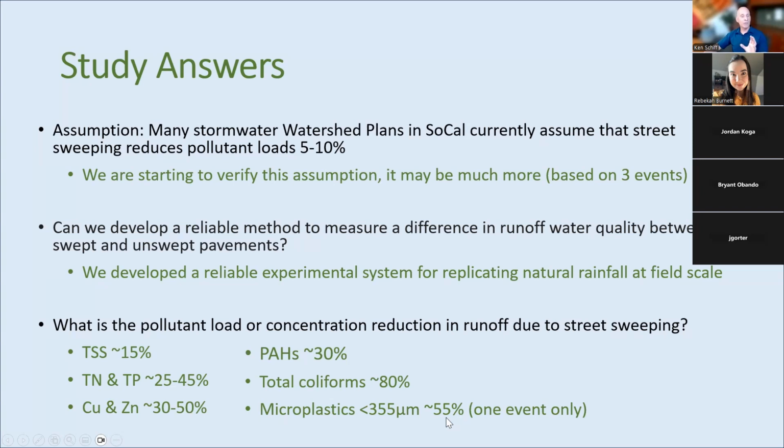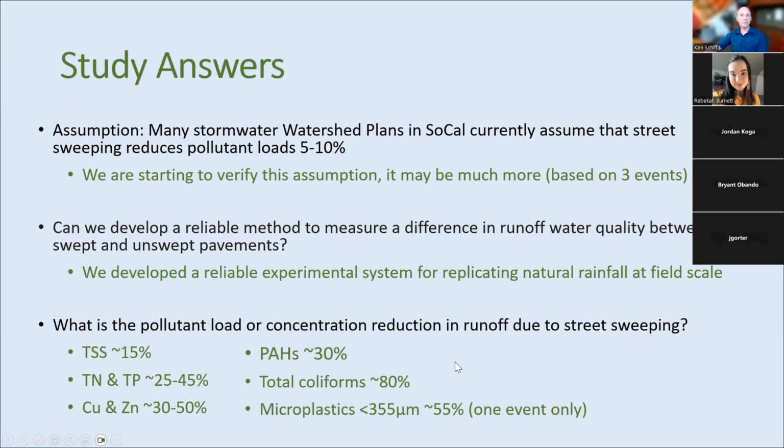Now, remember, this isn't modeled removals. This isn't pounds that we measure out of a sweeper device. This is what we measure in actual runoff, which is the same thing you'll be measuring for compliance with your municipal stormwater permits.